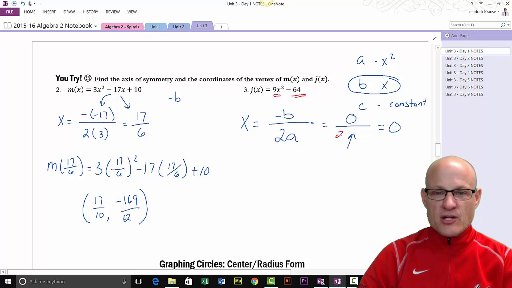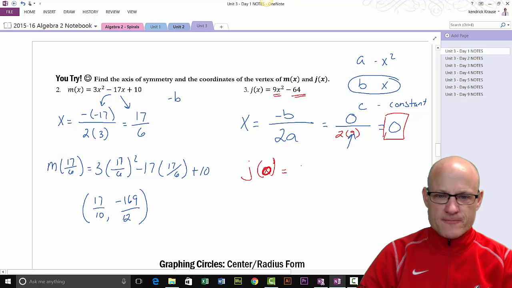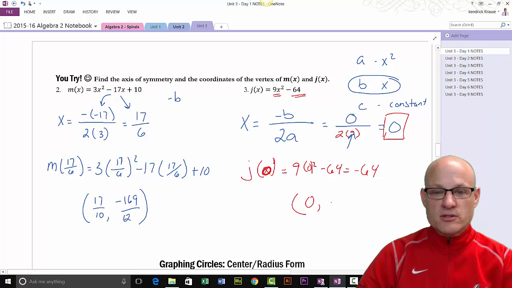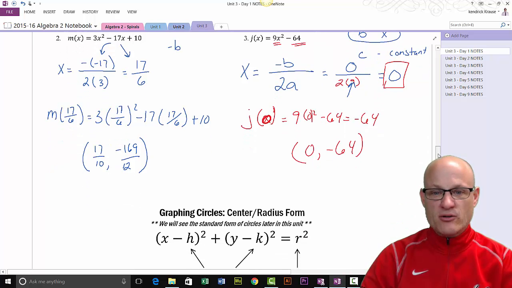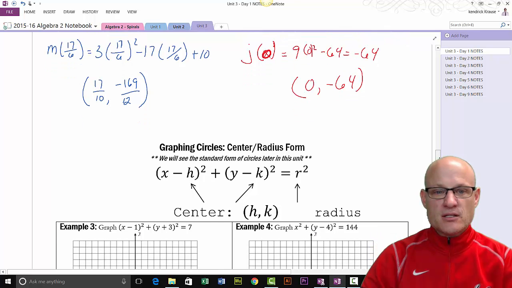But I'll do 2 times 9, which is 18. So it's still 0. Well, the nice thing about 0 is when I plug in 0, I don't need a calculator. It's kind of like when you get everything wrong on a test, you get a 0. It's pretty easy, right? 9 times 0 squared minus 64 is, guess what? It's negative 64. So my vertex is (0, -64). So it's the parent function moved down 64 units.